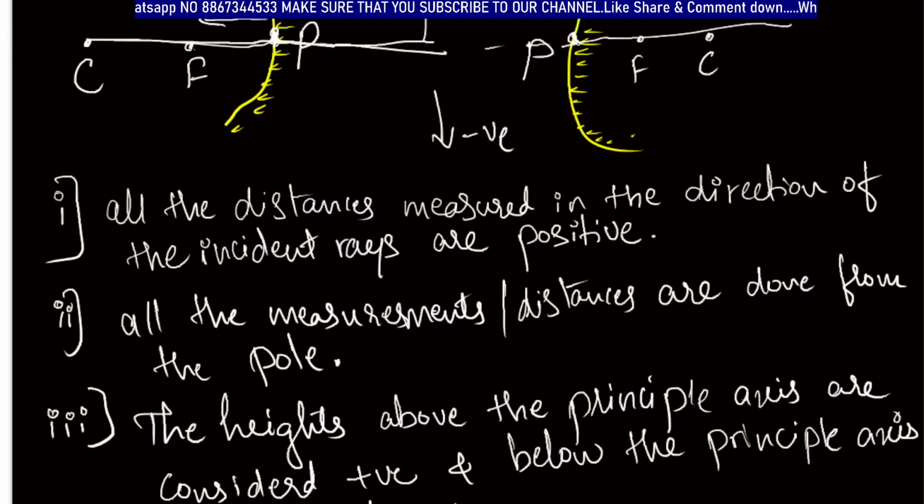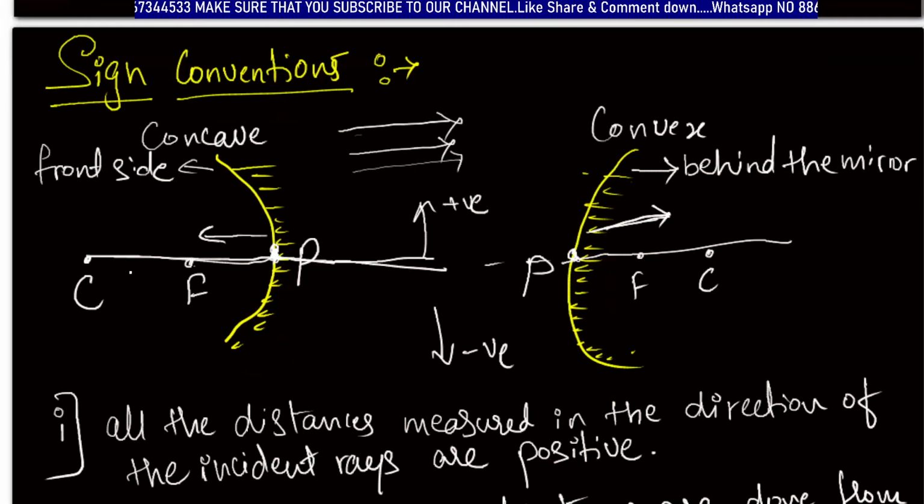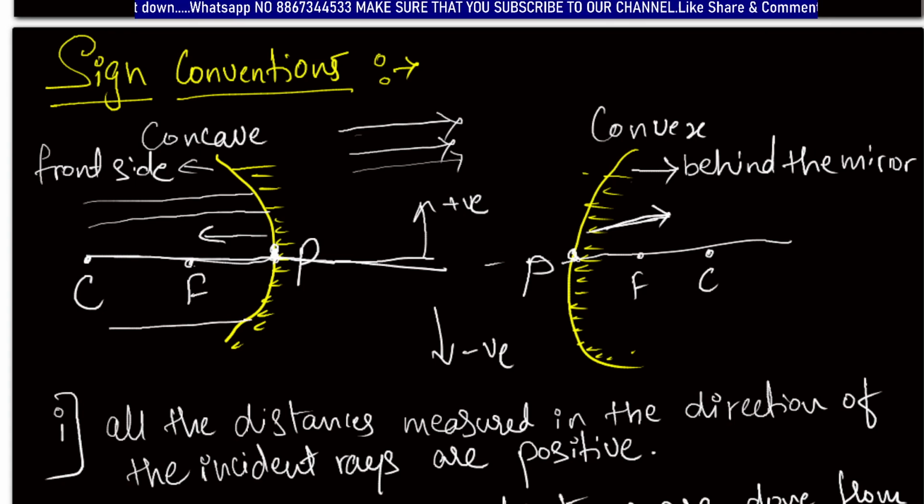So now let us see what the focus and center of curvature will be in the case of concave and convex mirrors. In the case of a concave mirror, this is the front side of the mirror, so light rays will be in this direction. We make measurements from the pole. This is in the opposite direction of the incident ray, so the focus will be negative, and so will the center of curvature.